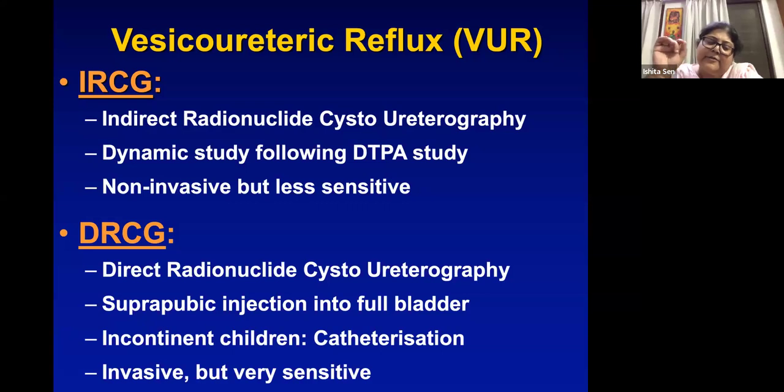In DRCG, you actually inject the tracer suprapubically into the urinary bladder. You ask the patient to void. Now, the advantage of a DRCG is, one, as compared to an MCU, the radiation exposure is far, far less, almost 500 times less. Second, unlike an MCU where you need to catheterize the patient, here you can just inject it suprapubically. It's a very small volume of tracer. And it's a more physiological test because the patient is voiding physiologically rather than because of the catheterization.